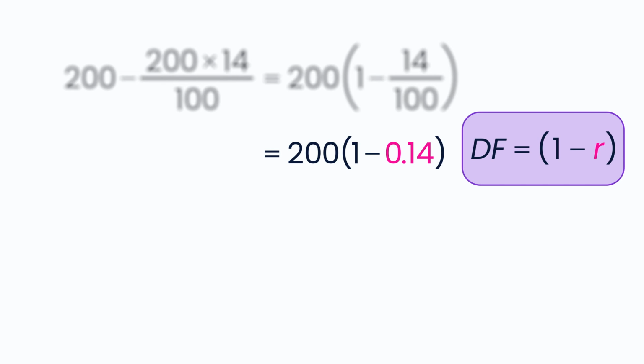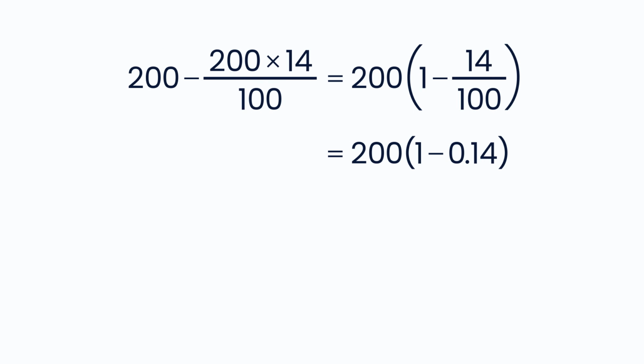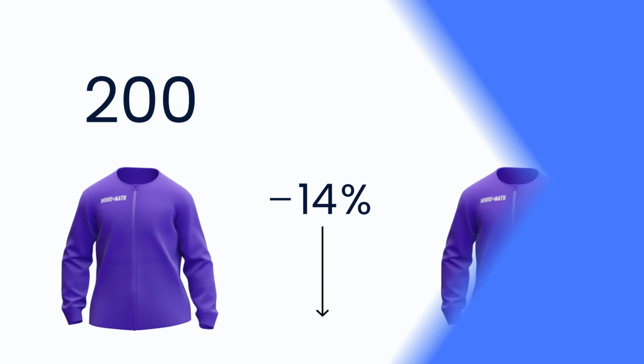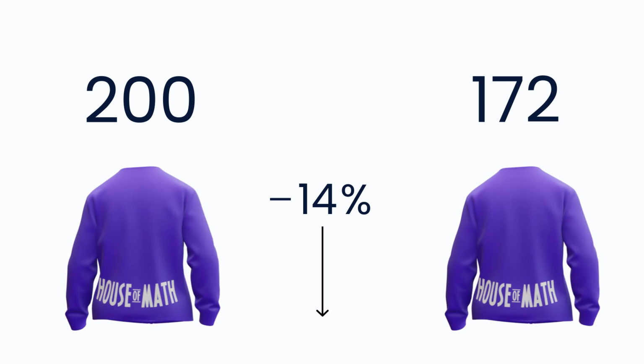There really is no reason to do two operations when you can learn to use the decay factor formula and take care of it all at once. Now let's finish the calculation. 1 minus 0.14 equals 0.86. The initial amount 200 times the decay factor 0.86 gives you the final amount, 172. The price of the jacket will be 172 after the summer.